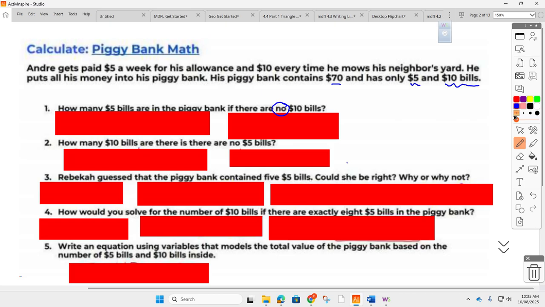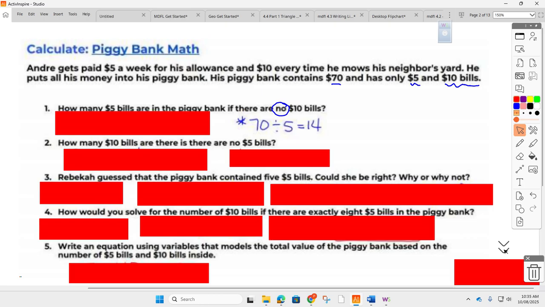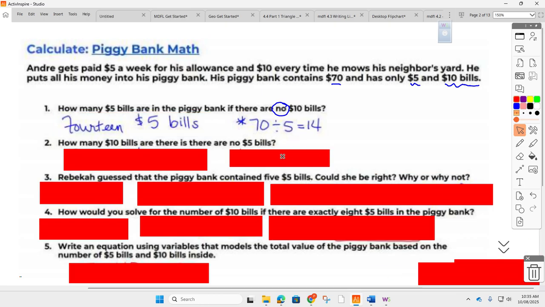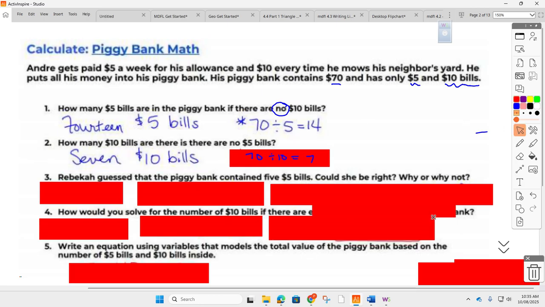14. How'd you get 14? 70 divided by 5 gives us 14 $5 bills. How many $10 bills are there if there are no $5 bills? Yep, and it's 70 divided by 10, right? The total money is divided by the amount of money the $10 bill is worth, and that equals 7. So 7 $10 bills. 70 divided by 10. Are you asking me a question, Liz?